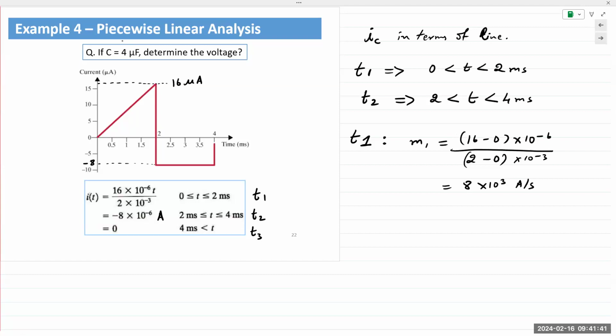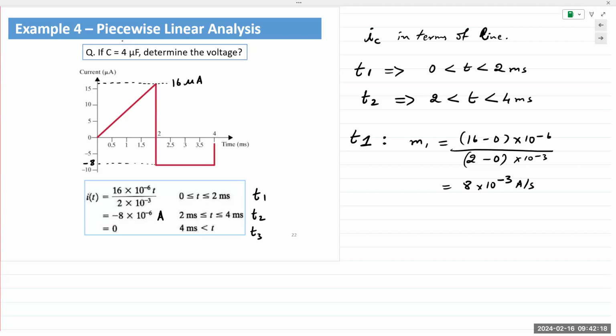Again, do not forget to take the units. So you have microamps and milliseconds. So this comes out to be 8 into 10 raised to minus 3 amps per second, or you could write it as 8 milliamps per second. Either way is fine.